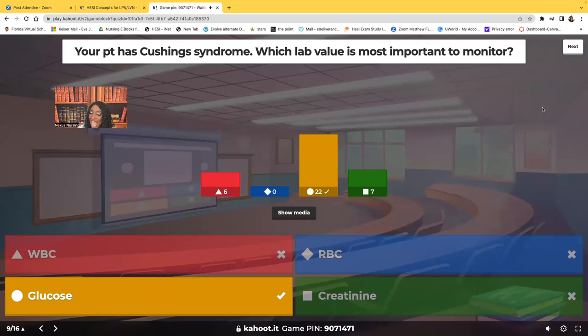Very good. Absolutely. In Cushing's, the patient has too much cortisol. Remember how we were talking about Addison's and they didn't have enough salt, sex, sugar? Cushing's is the opposite. They've got way too much salt, sex, sugar, right? So we're concerned about glucose, hyperglycemia, because of all that cortisol that the patient's releasing. We're going to be concerned about glucose. Very good.